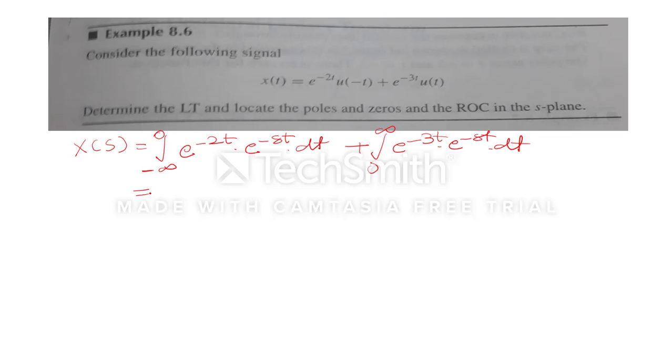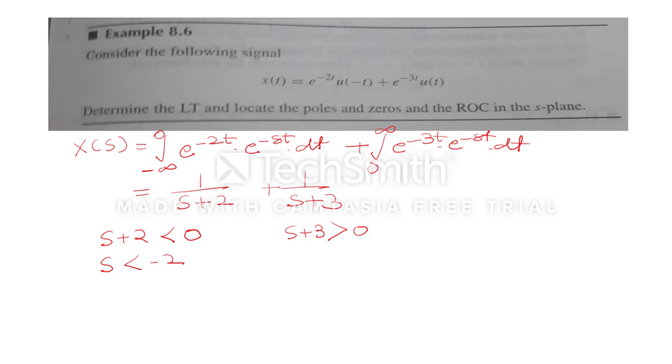When we calculate the integration, it is very simple. We will get the value 1 upon s plus 2 over here, plus 1 upon s plus 3 for the second expression. While plotting the ROC, in the first case, because it is u(-t), we know that s plus 2 should be less than 0, and in the second case s plus 3 should be greater than 0 because it is u(t). So it means that s should be less than minus 2, and here s should be greater than minus 3.